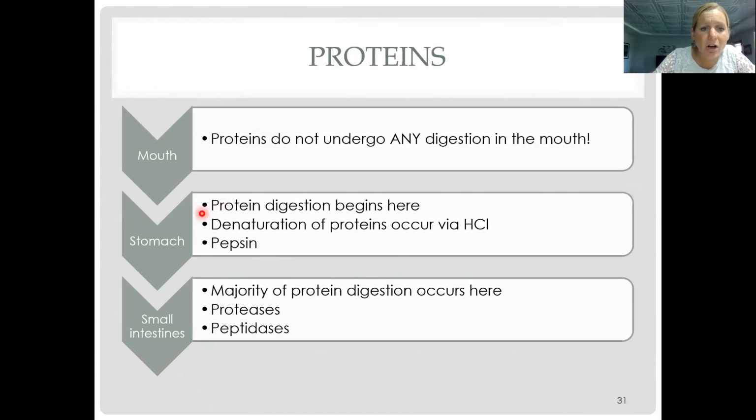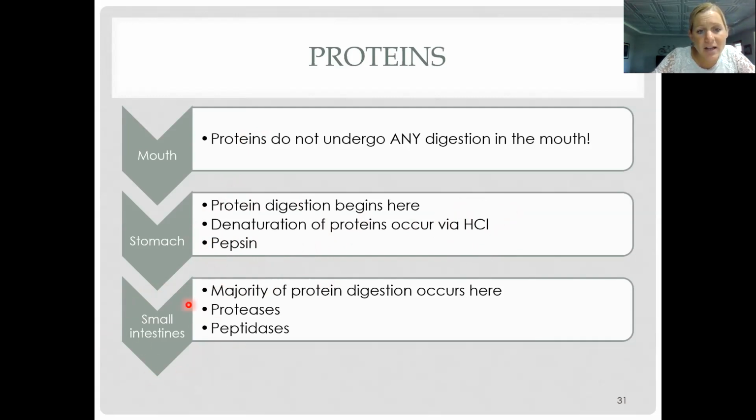Denaturation occurs in the stomach with the help of hydrochloric acid, okay? We also have pepsin within the stomach. Pepsin is going to help us to start to break down those long beaded chains. This is responsible for 10 to 20% of protein digestion, and it helps us to break those strands into shorter chains of amino acids, okay?